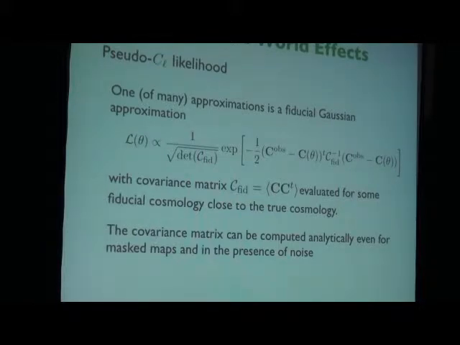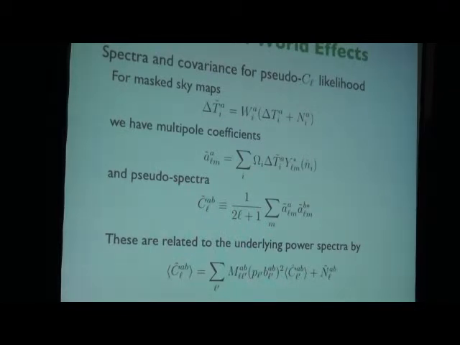There are also more sophisticated approximations. There's one by Hamimeche and Lewis that I also won't describe in detail, but that's the one that's used, for example, in the BICEP analysis. So different people use different likelihoods. Now let's look a little bit at what these things look like, so you have an idea of what actually goes in, what's being computed by these likelihood codes.